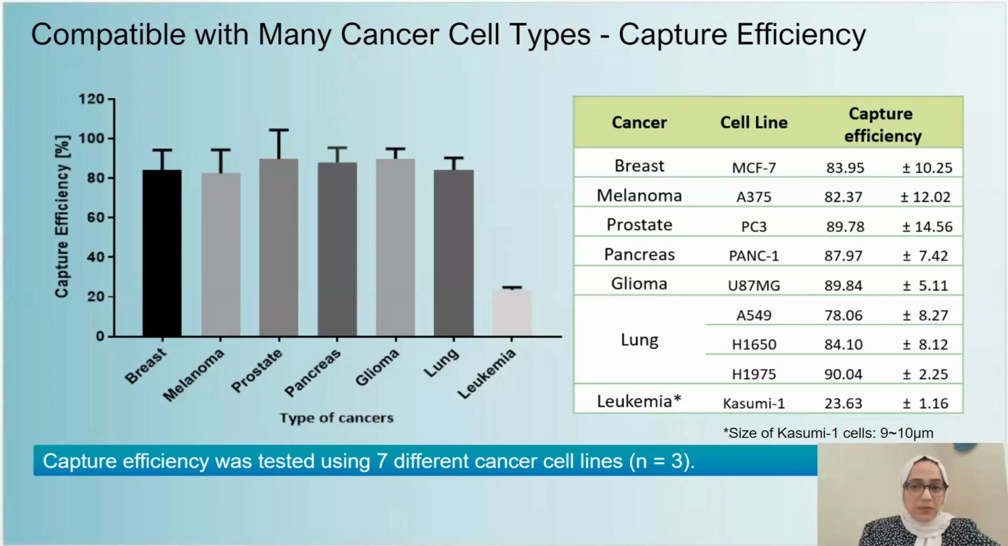Even leukemia cells, which are not a solid tumor and are also very small, can be captured using the platform. Meanwhile, we are trying to increase this number, as you can see here, compared to the capture efficiency rate across the other cancer types. This is a little bit lower, but we are working to increase this number by employing other techniques, so stay tuned.